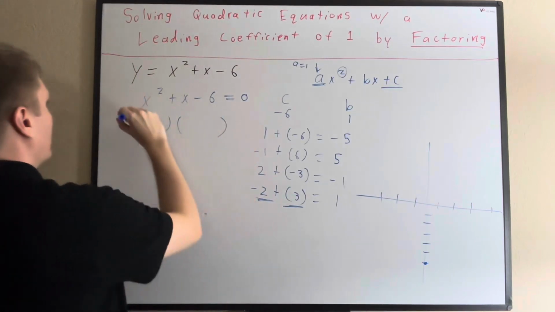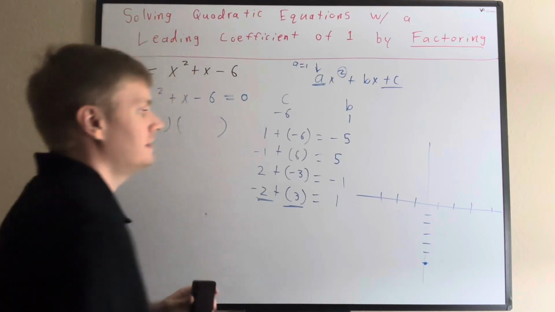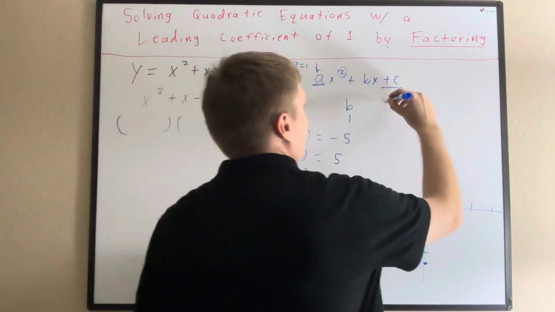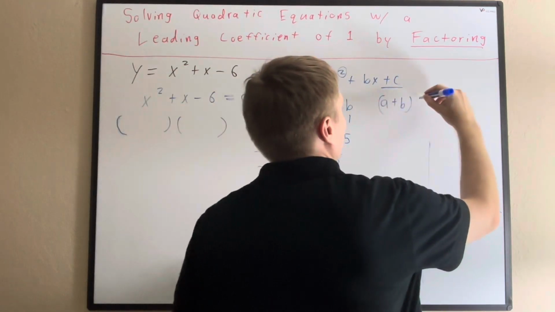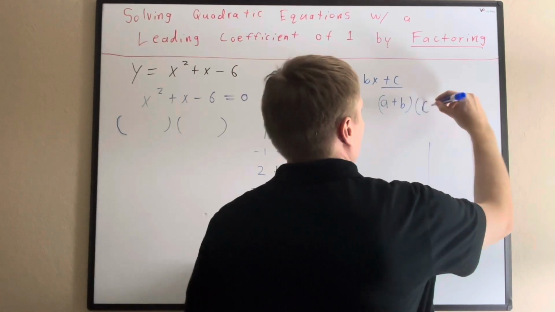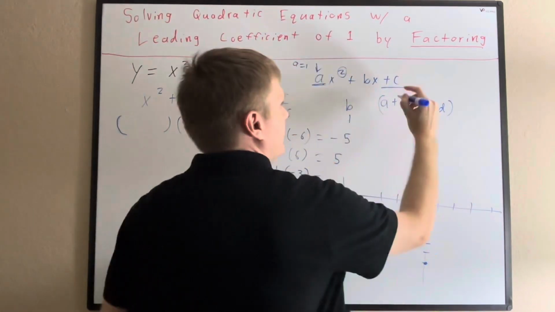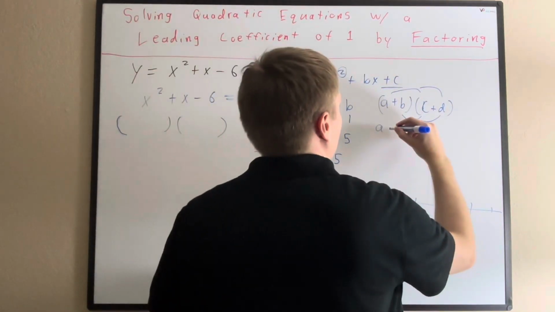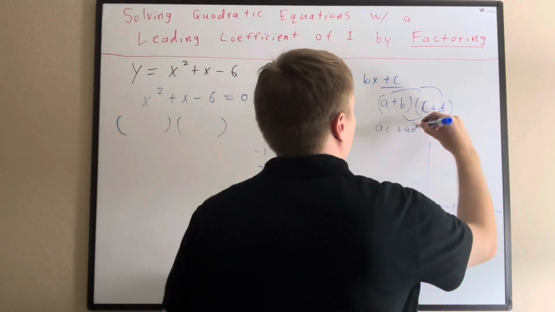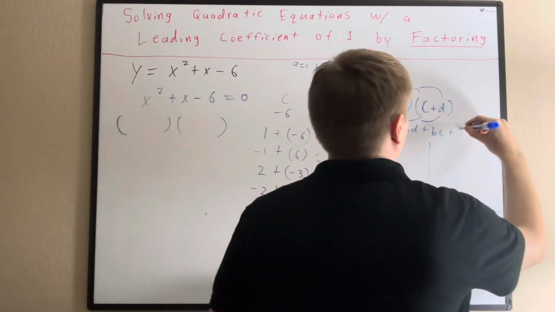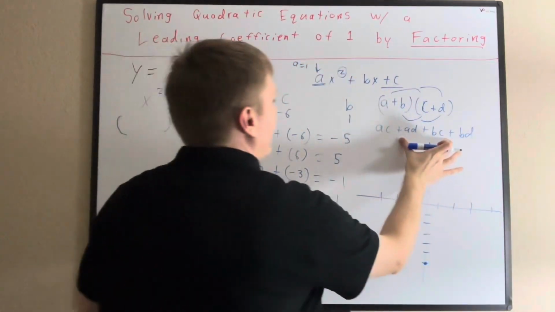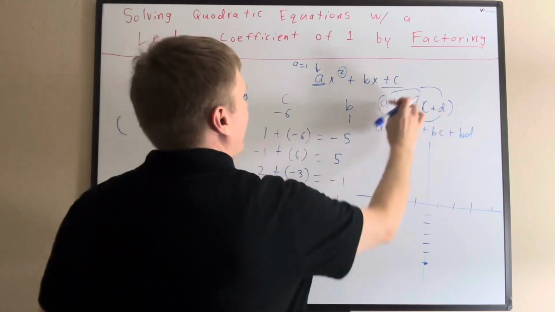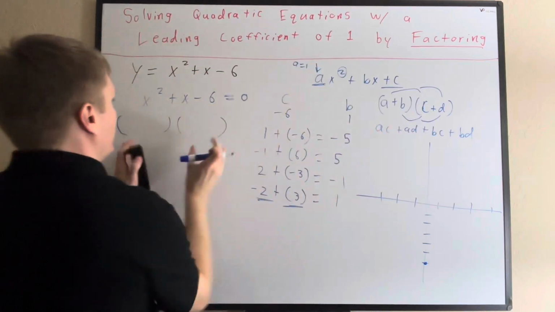Now, what we're doing here is the opposite of the distributive property. You remember the distributive property of two binomials? You kind of FOIL these out, right? We're doing the opposite. We're taking this AC plus AD plus BC plus BD, and we're factoring it and going backwards. We're going back to these two binomials.